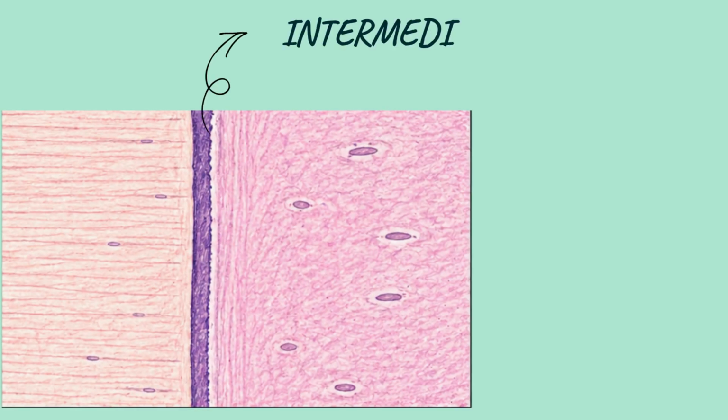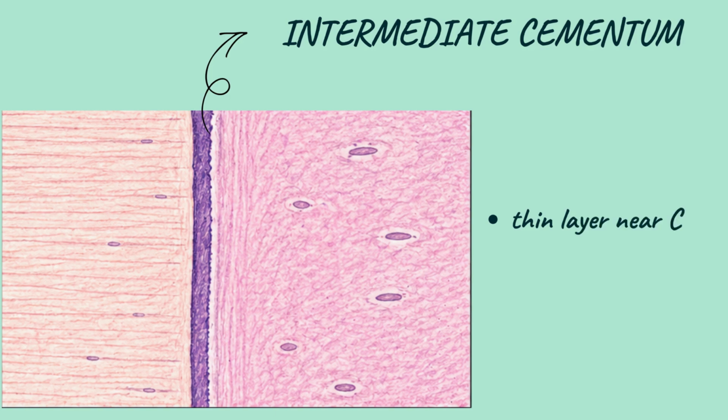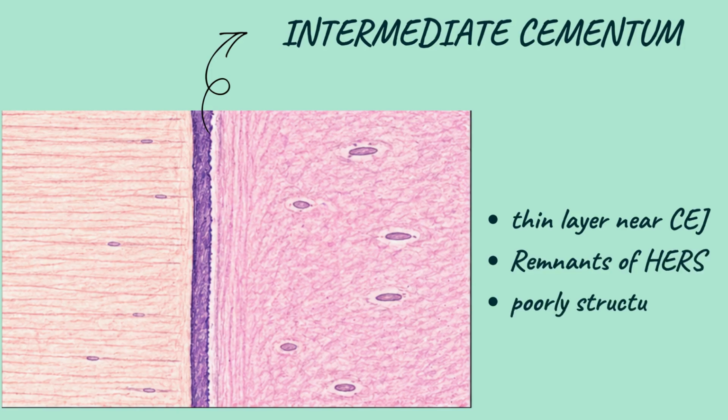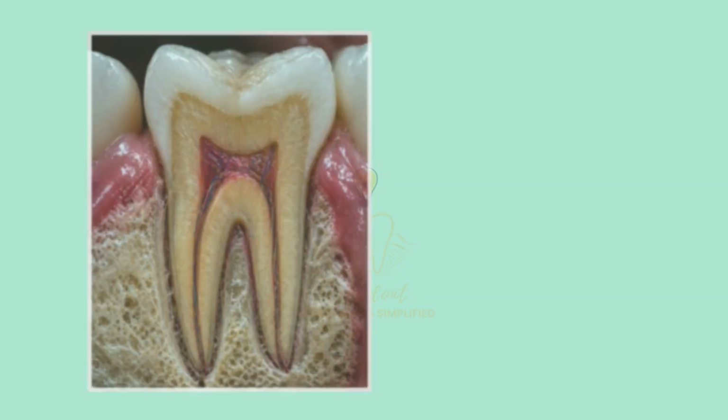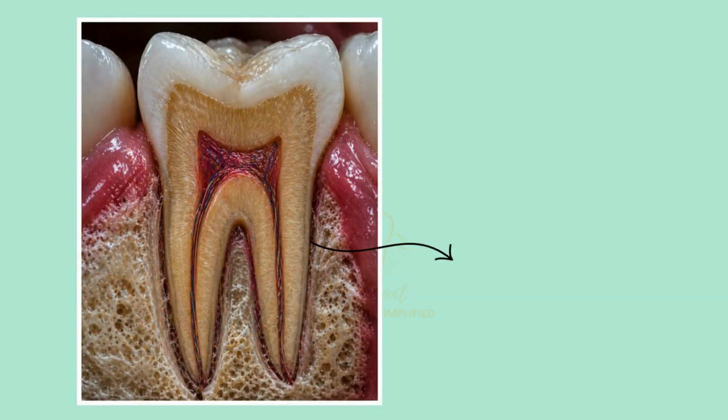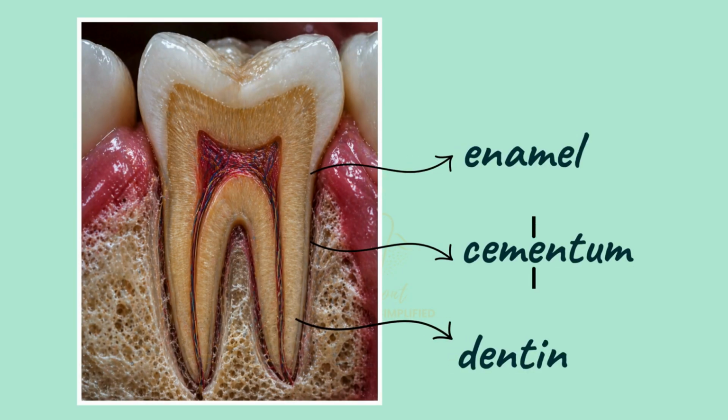Lastly, intermediate cementum is a thin layer near the cemento-enamel junction that contains remnants of Hertwig's epithelial root sheath and has no major functional role. Next, let's look at how cementum relates to adjacent structures at its junctions.